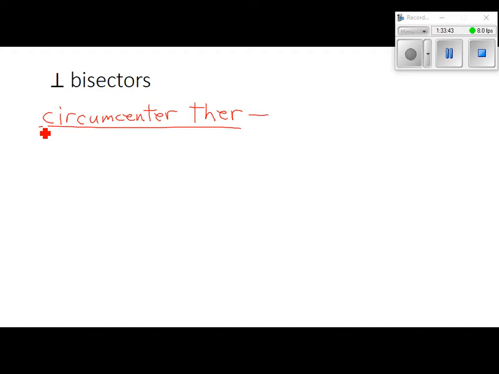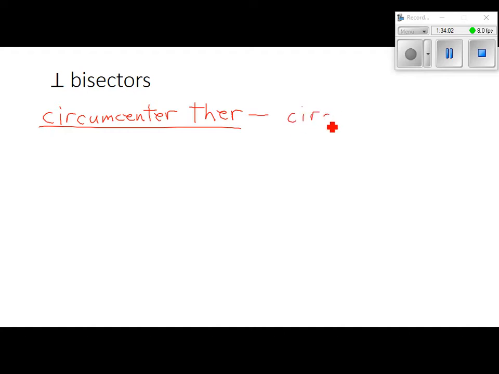Circumcenter theorem is more difficult than the centroid theorems. Lost my train of thought. Once I explained that, it was pretty easy, right? This part's twice as long as that part. Nothing hard about it. Circumcenter theorem's a little harder. What's it say? Now tell me.